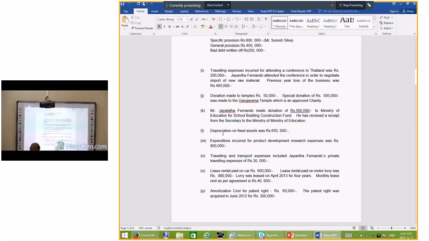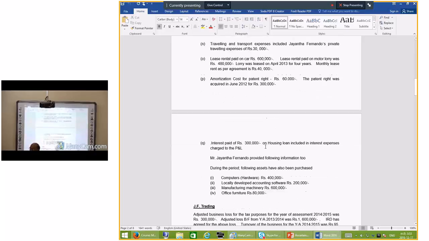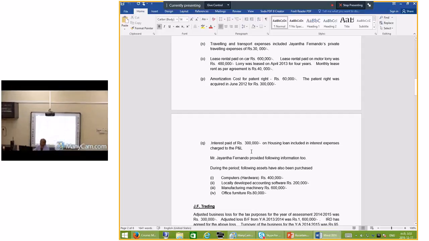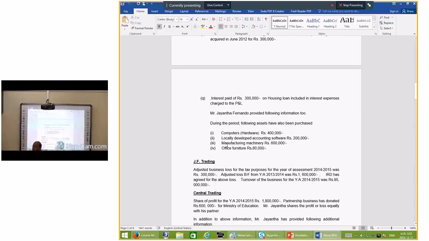Depreciation of fixed assets was 650,000. This is not a deduction. These are the normal types of expenditure, and he has given clarification. Interest paid of 300,000 on a housing loan, including interest expenses charged to PLC. This housing loan is a private expenditure, but it still goes on to the business. He has also provided some information.